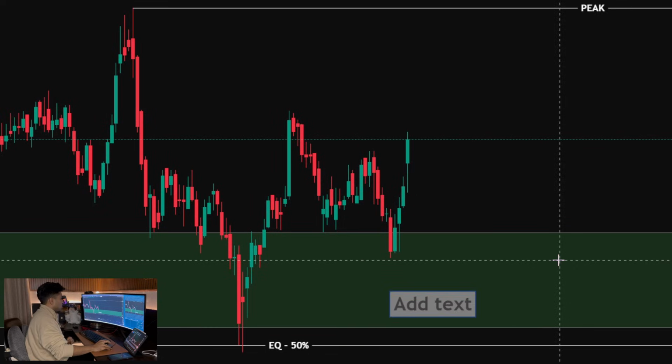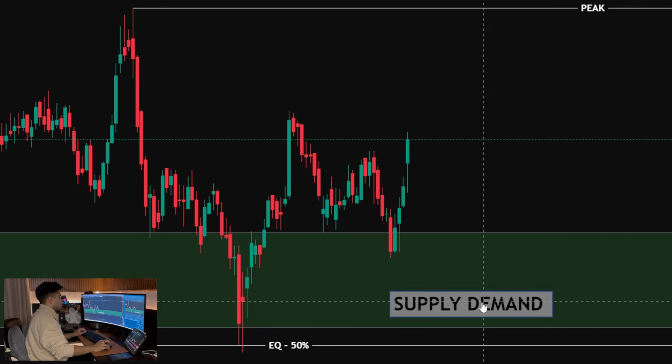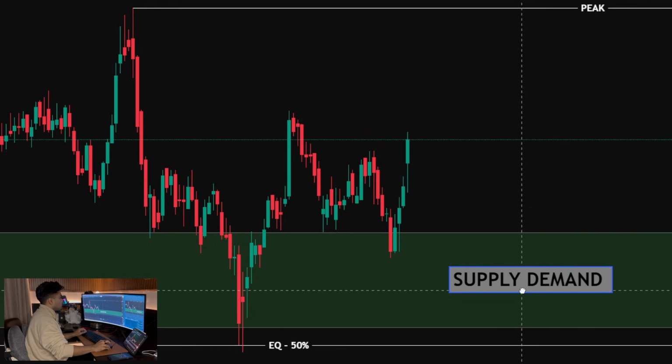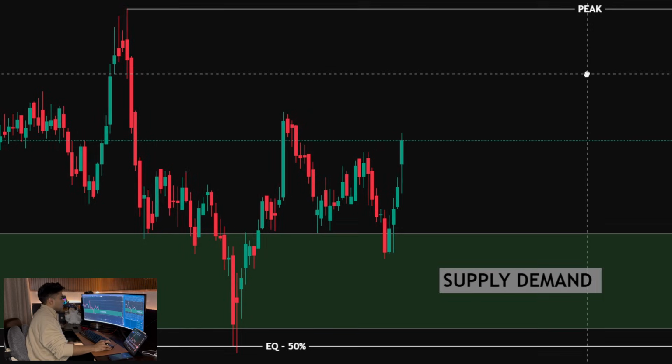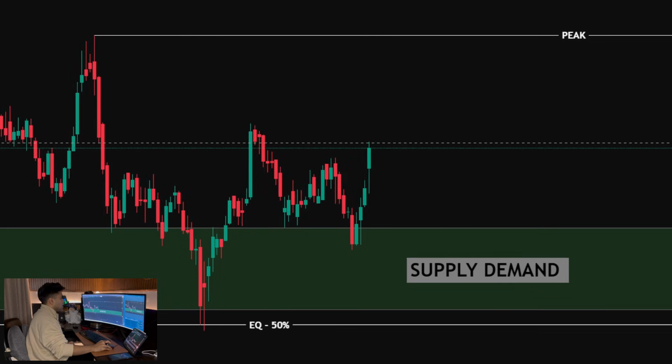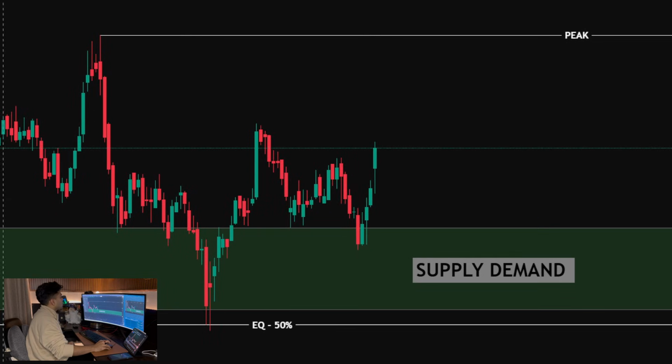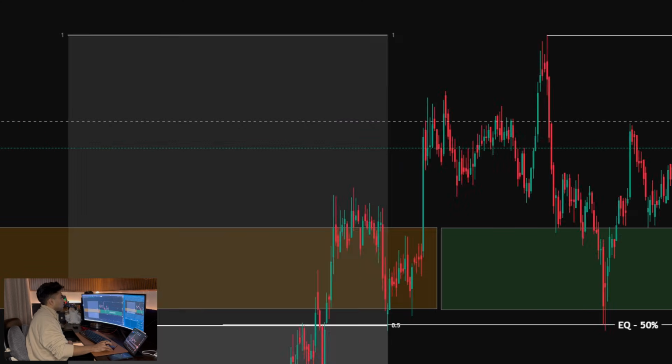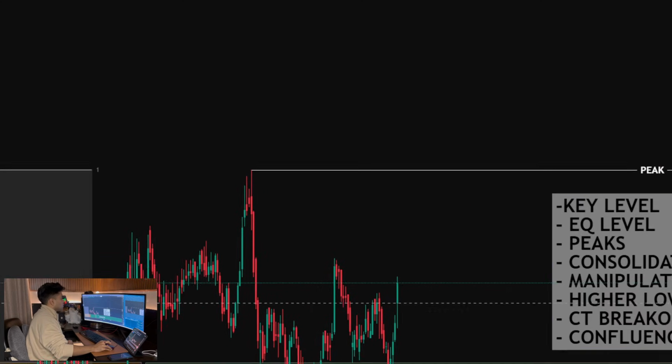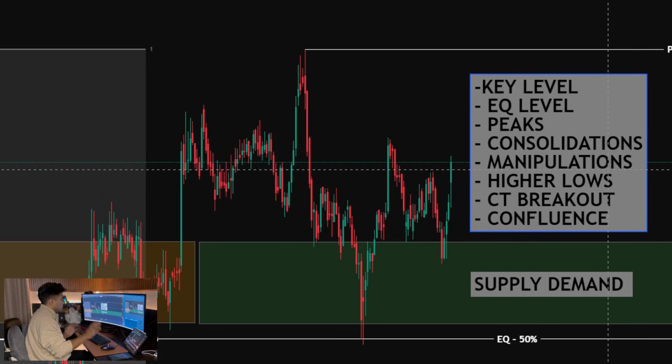Let's name this area as supply demand conversion zone. So we have a supply demand conversion zone, we have a peak created here, we have a 50% equilibrium created here. Everything is set. Now what's left? Let's see what's left. So that's right in front of you, the levels and everything. Key level, equilibrium, peak, consolidation.